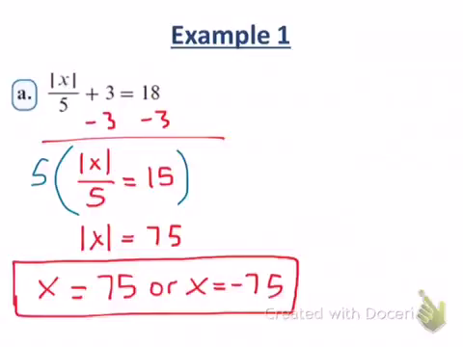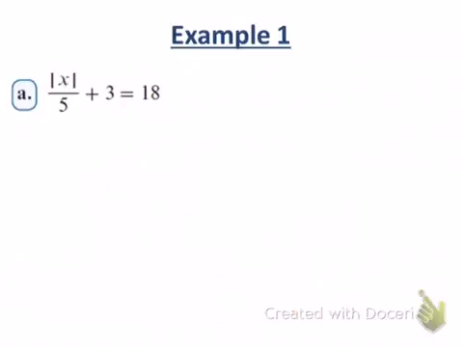Okay. The next problem is very similar to this one, so we're going to skip it. What would you do for this problem? Subtract 9 from both sides. We wouldn't. We would add 9 to both sides, then divide by 4. So you add 9, you get 24. Divide by 4, you get 6. x equals 6 or x equals negative 6.